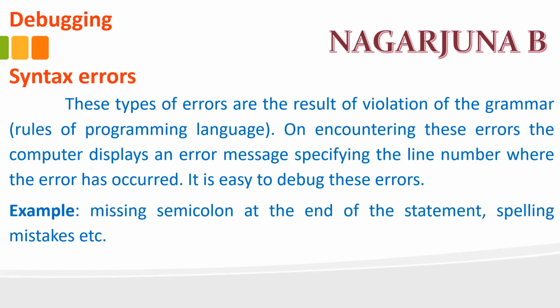Examples of syntax errors are missing a semicolon at the end of a statement. Another example might be spelling mistakes. That means while writing a variable name, you might have made a spelling mistake, or a spelling mistake in a keyword. Right. So these are a few kinds of errors which are caused because of the violation of the rules of a programming language, and these errors are called syntax errors.